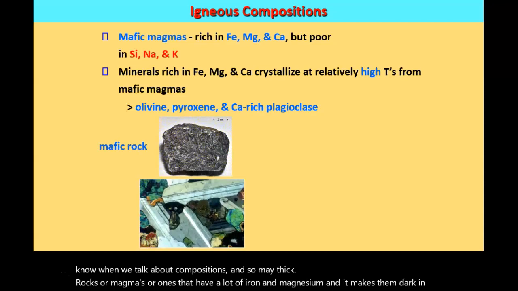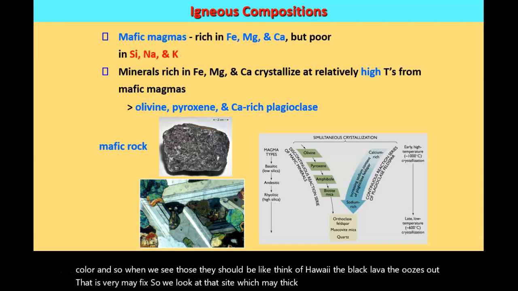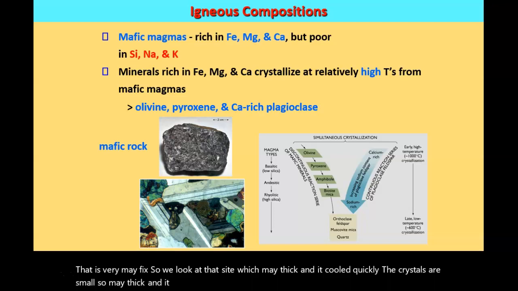Okay, and so when we see those, think of Hawaii, the black lava that oozes out that is very mafic. So we look at that and say, oh, it's mafic and it cooled quickly, so the crystals are small. So mafic and it has small crystals. I go look at my chart and it tells me that the name of that rock is a basalt.